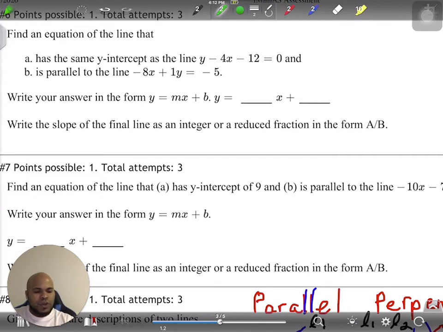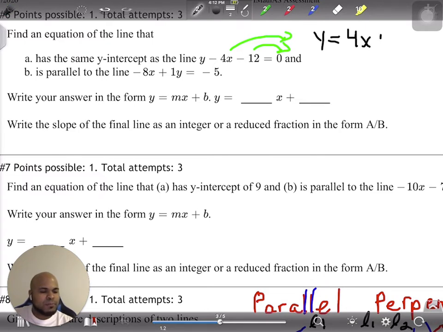So if I just want y by itself, all I have to do is move the 12 to the other side of the equal sign and move the negative 4x to the other side of the equal sign. And I'm going to have that y equals positive 4x plus 12. Remember, I can move any term from one side of the equal sign to the other, as long as I change the sign. Just by looking at it, you should be able to identify that this is slope-intercept form. Therefore, my y-intercept is 12. So I know my y-intercept.